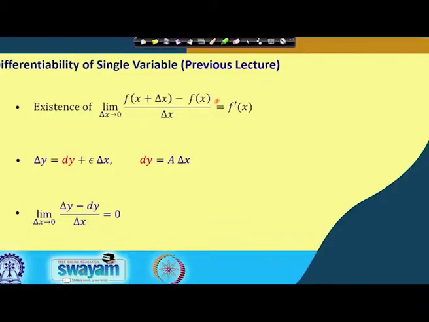So, the existence of the derivative implies the differentiability of a function of a single variable. But today we will observe that the existence of derivatives, which we call the partial derivatives with respect to x or y, is not sufficient for the differentiability of functions of two variables, for example.